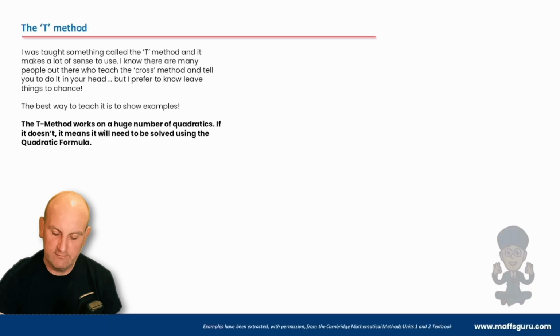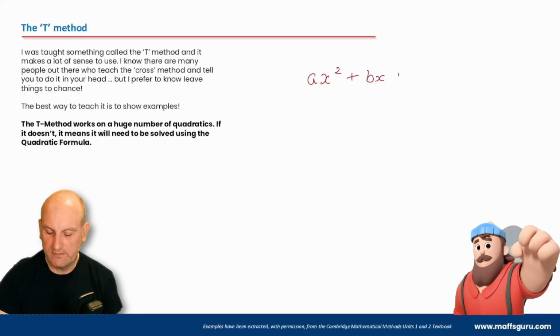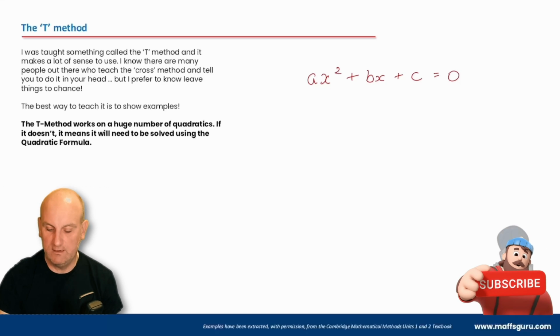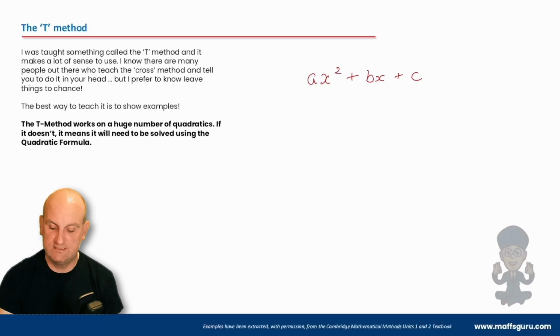And basically the idea is, if you've got something of the form of ax squared plus bx plus c equals 0, for example. In fact, it doesn't need to be equal to 0, because equal to 0 means we're just solving it. We're actually finding the specific locations of the x-axis intercepts. What I was taught at school was this.